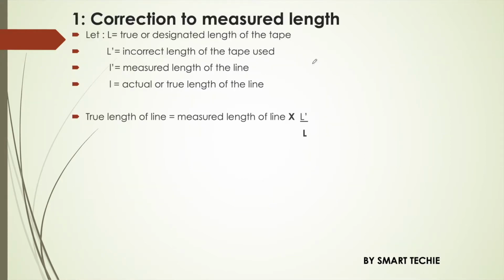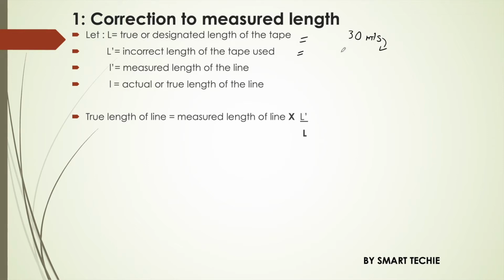So next, correction to measured length. We have to make corrections to the length. How will we do it? Let L be the true length of the tape. For example, the true length of the tape is 30 meters, which is the designated length. And L dash is the incorrect length of the tape. For example, when I cross-check this 30 meters chain, due to some error, it is coming out different.